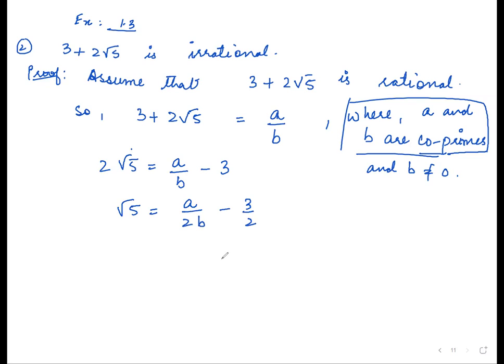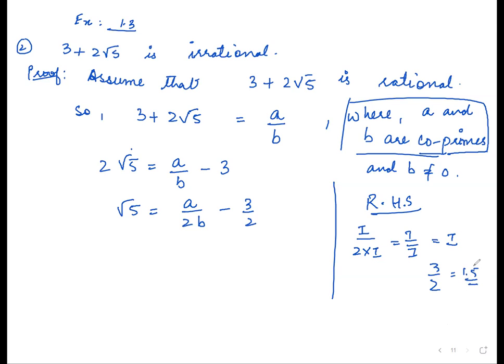Now you see the RHS here, your right hand side. Just try to understand. When A and B are co-primes, that means there is no common factor. So basically A is an integer, right? And then you have 2 multiplied by an integer. So basically you are going to get integer upon integer. Clear? Yes. And 3 by 2 is also treated the same way.